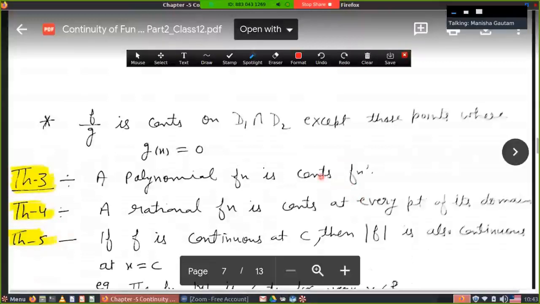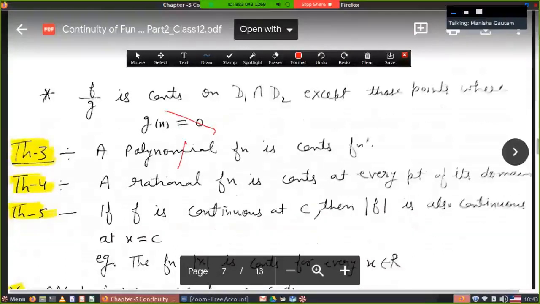The quotient is also continuous. D1 intersection D2 is the domain of the function f upon g, where g should not be equal to 0. A polynomial function is a continuous function. Next theorem: a rational function is continuous at every point.